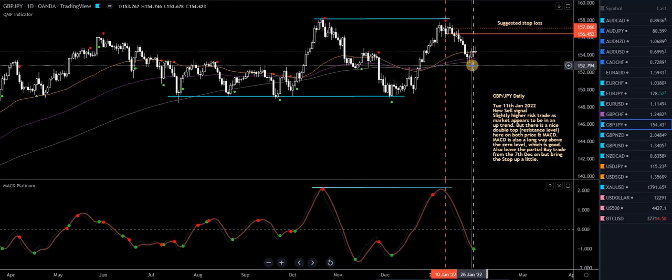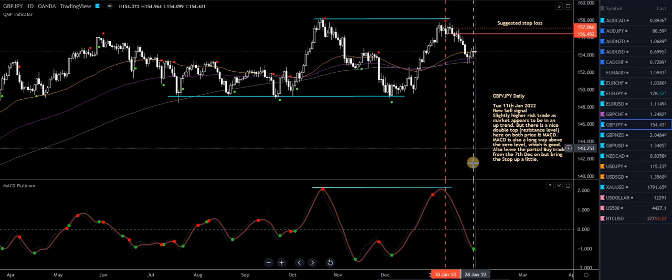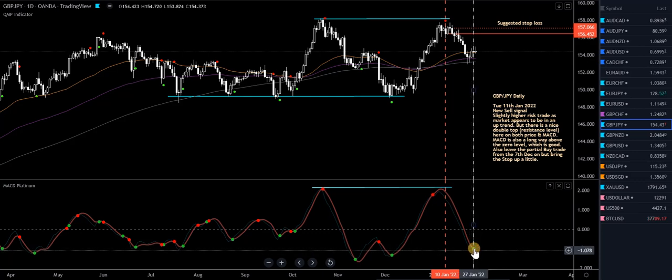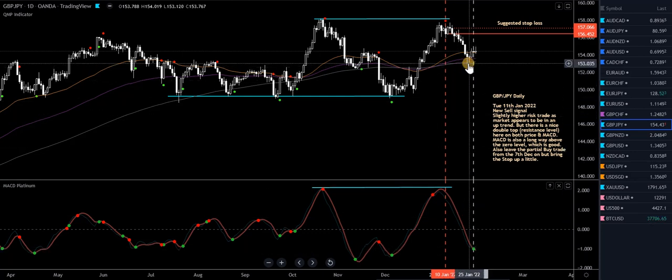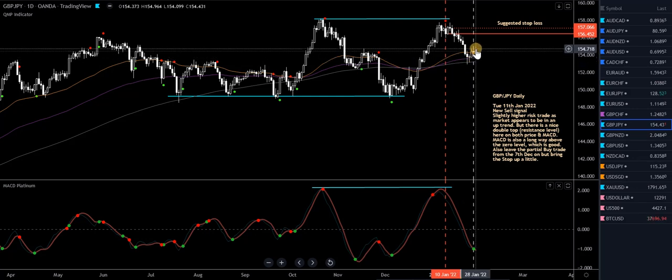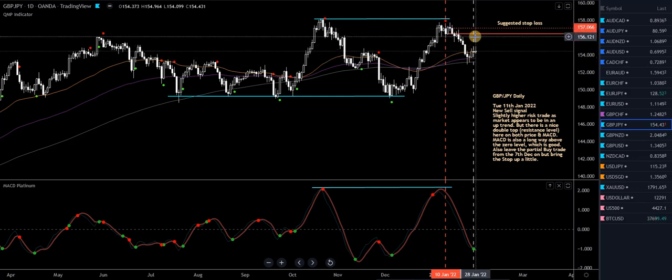So we're heading down, but we've started to have a bit of a turn now. Green dot on the MACD Platinum below the zero level, hence the grey vertical line. Now it's a warning signal. If I did get a buy here, I'd be happy to take the buy and tighten this sell stop right up, probably inside the entry somewhere.